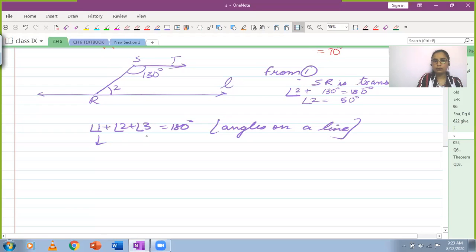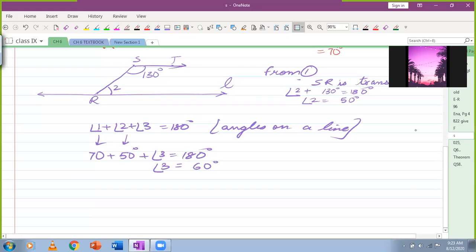So we have the measure for angle 1 and angle number 2. This is 70 and 50. Angle 3 is the one we need to find out. And from here, angle 3 comes out to be 60 degrees. Is it clear now?